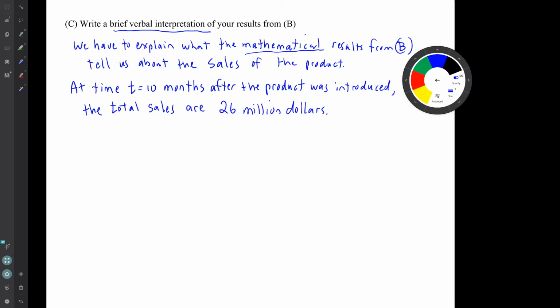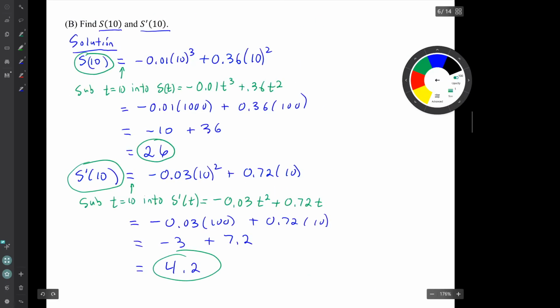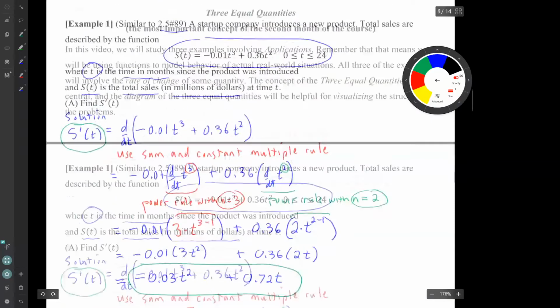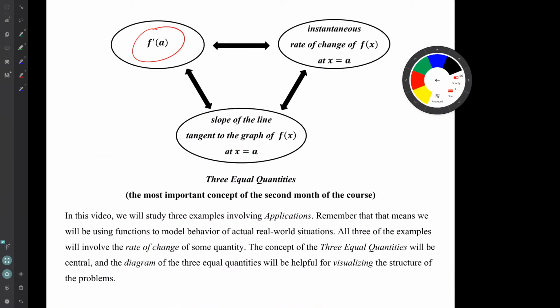Let's go back up and look at the other result from B. The other result from B was this one, S prime of 10 equals 4.2. Now we have to think about what that means. Here is where the diagram comes in. S prime of 10 is one of those things. And this diagram tells us that that is the same as this. So S prime of 10 was the number 4.2. That means that the instantaneous rate of change of our function at time 10 is 4.2. Let's go down and write that up somehow.